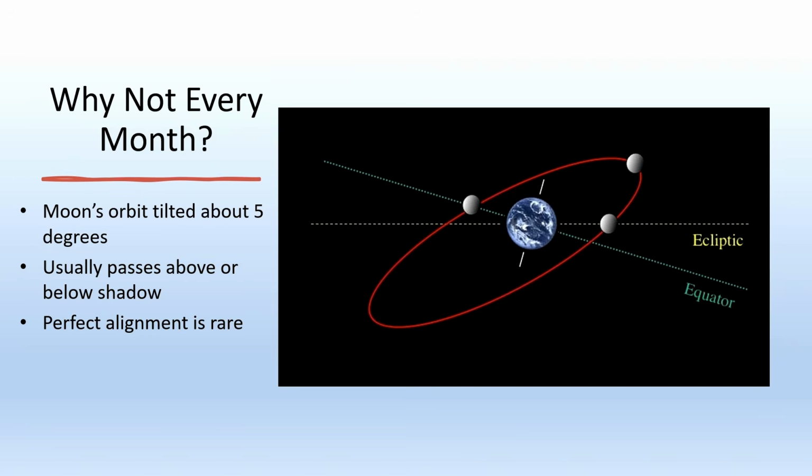If a lunar eclipse requires a full moon, you might ask why it doesn't happen every month. The answer is geometry. The moon's orbit is tilted about 5 degrees relative to the Earth's orbit around the sun. Most months, the full moon passes slightly above or below Earth's shadow. Only when the alignment is nearly exact does an eclipse occur.